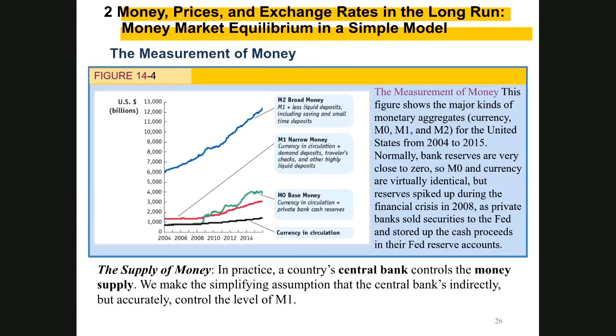Okay, so the measurement of money, and this is just terminology. What is money? What's the real money? You could say it's the currency in circulation. M0 is the lowest measure of the money supply. M0 is defined as the currency in circulation plus private banks' cash reserves. As we know, private banks' cash reserves are usually very close to zero. So M0, or the base money, is sometimes referred to as the currency in circulation.